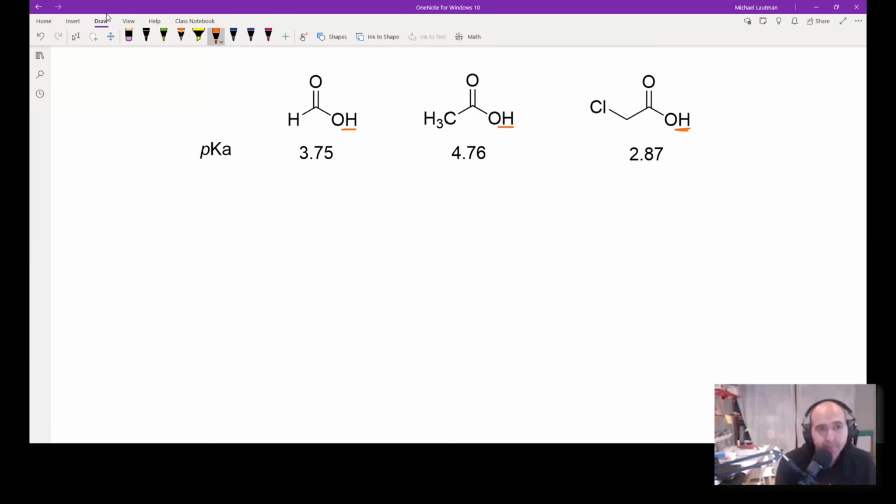We can talk about why that is in a minute, but for now, I'm just going to tell you that it's always this one. So if I draw the conjugate bases of each of these, I'm going to draw them in a more expanded form.